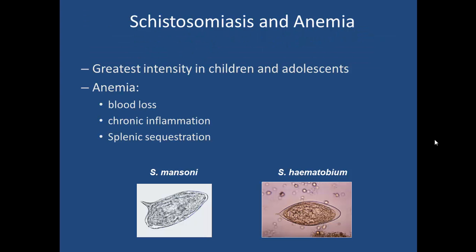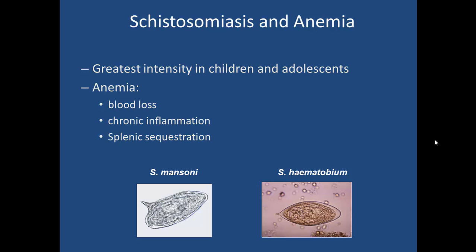The next disease I'd like to discuss is schistosomiasis. It's another type of helminth infection, and this one has the greatest intensity in children and adolescents. Just like hookworm, one of the major problems with it is anemia, but it can also cause chronic inflammation and splenic problems. There's also some evidence to suggest that if it's a long-term infection, the parasite can cause bladder cancer later in life.